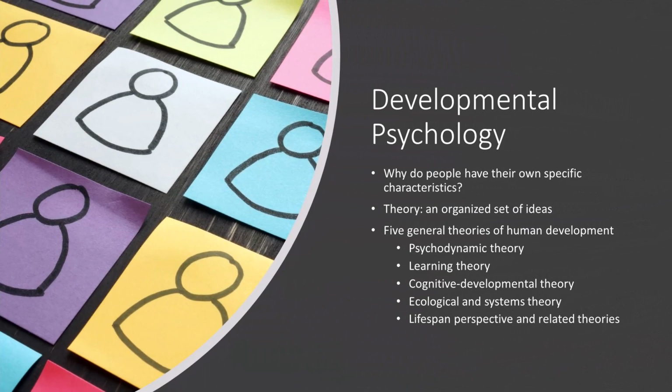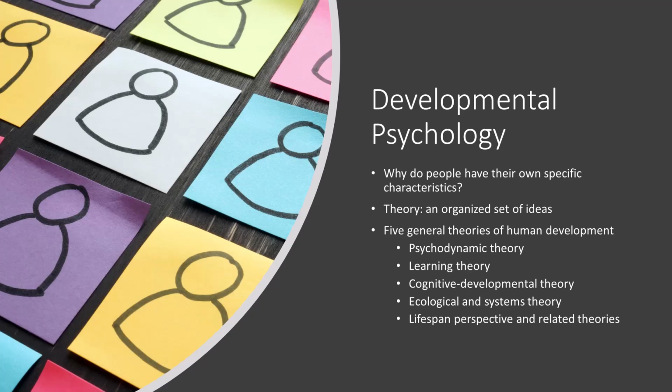Now, we can think about developmental psychology organized around various theories. A theory is just an organized set of ideas that are backed up by scientific research and scientific studies. We could talk about 5 general theories of human development. Those include psychodynamic theory, learning theory, cognitive developmental theory, ecological and systems theory, and lifespan perspective and related theories. So this is how we'll organize these videos, and I'll talk about some seminal theorists within each of these overarching categories.